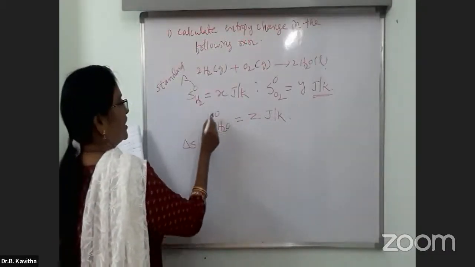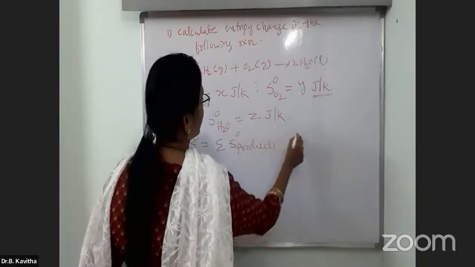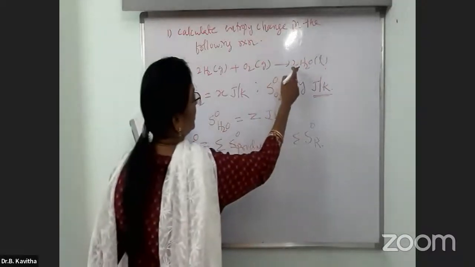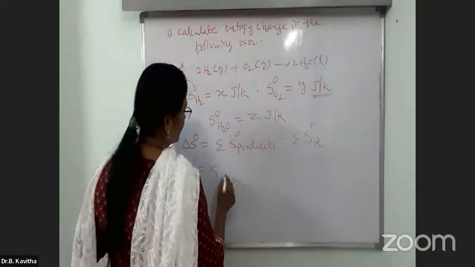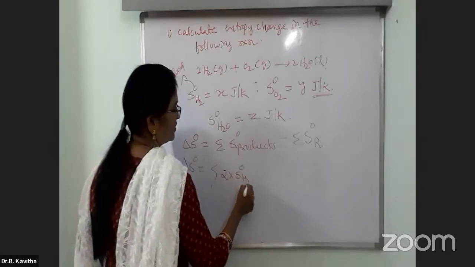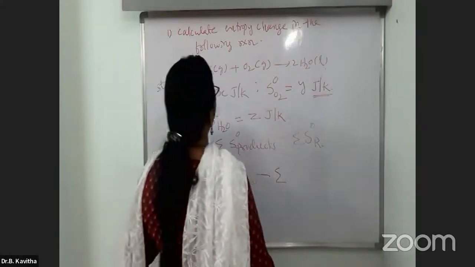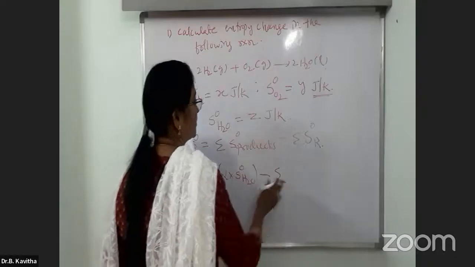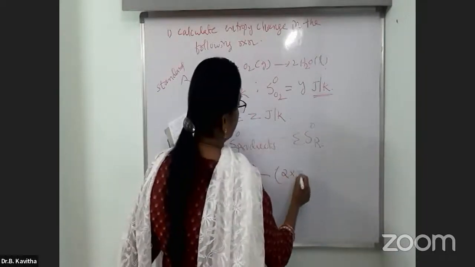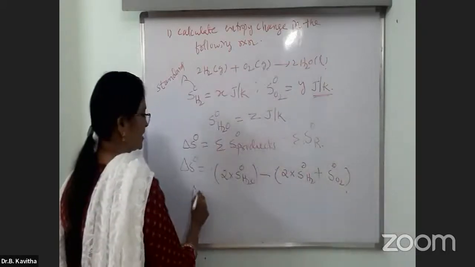What is delta S0? S naught is the 'not', right. It is the summation of S0 of products minus summation of S0 of reactants. In products only 2H2O is there, so you can write 2 into S0 of H2O, minus the summation of reactants: 2 into S0 of hydrogen plus 1 into S0 of oxygen. You substitute the values, you can calculate what is delta S0.